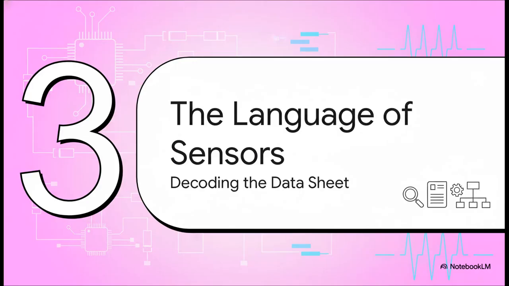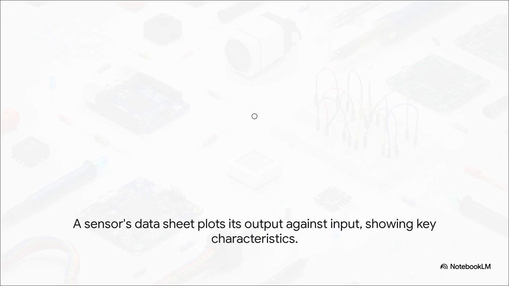Now, every sensor you buy comes with what's called a data sheet. You can think of it as its instruction manual or its biography. And if you really want to use that sensor correctly, you have to learn to speak its unique language. And that language is all about a few key characteristics. And the absolute key, the Rosetta Stone for understanding this language, is a graph you'll find in pretty much every data sheet.